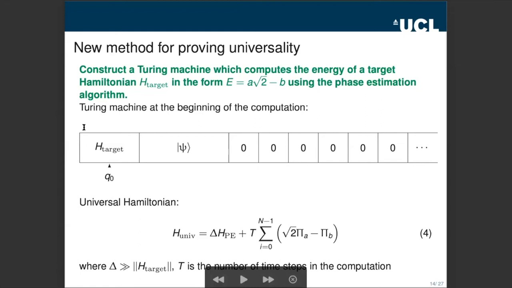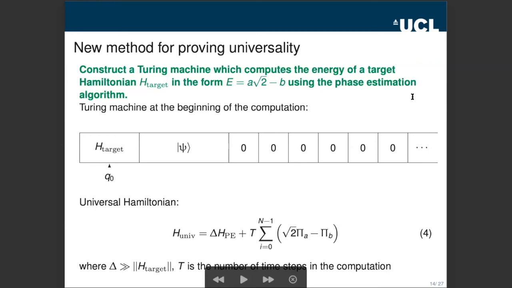We've got a description of our target Hamiltonian. We've then got some part on the first part of the tape. We've then got the second part of the tape, which contains a description of the physical spins. When I say the physical spins, I mean these contain a description of the state on the target system that we're interested in simulating. And then the rest of the Turing machine tape is blank.